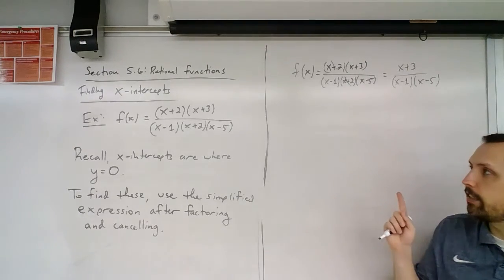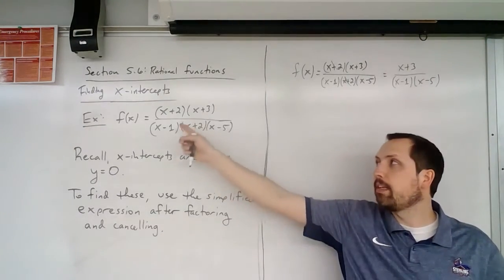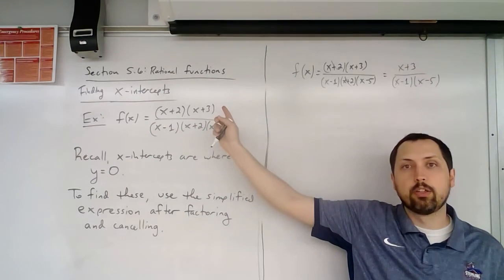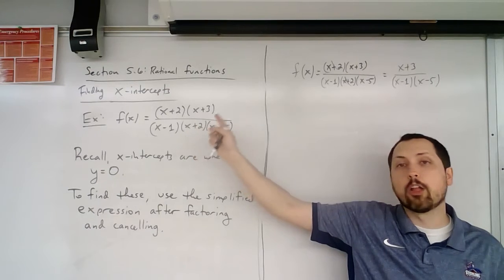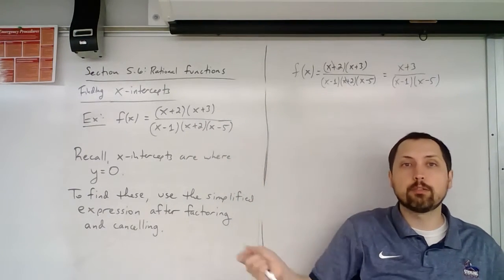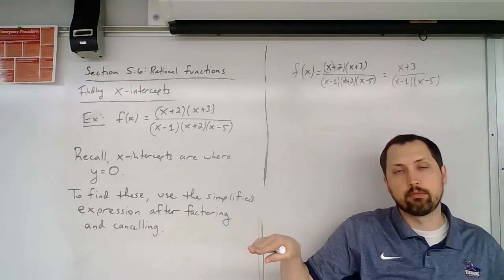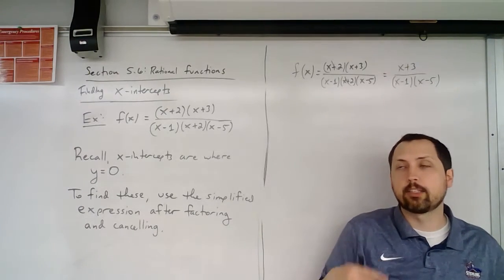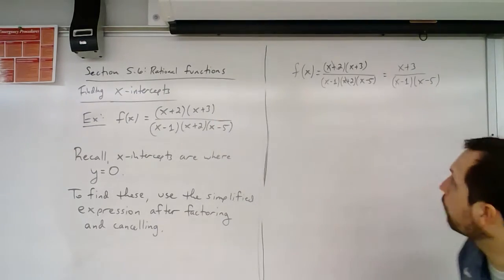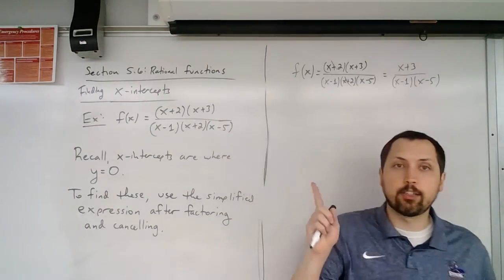Also, as a little reminder here, the degree of the denominator is 3. The degree of the numerator is 2. So when the degree of the denominator is larger than that of the numerator, that gives us y equals 0 as a horizontal asymptote. Okay, but back to looking for x-intercepts.